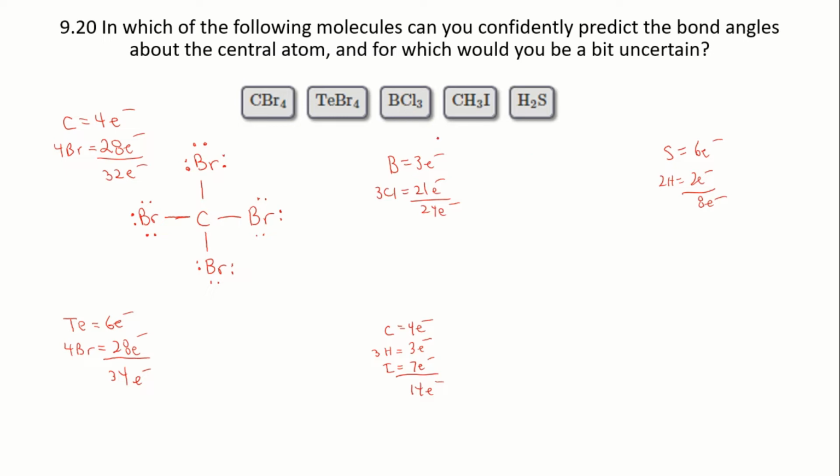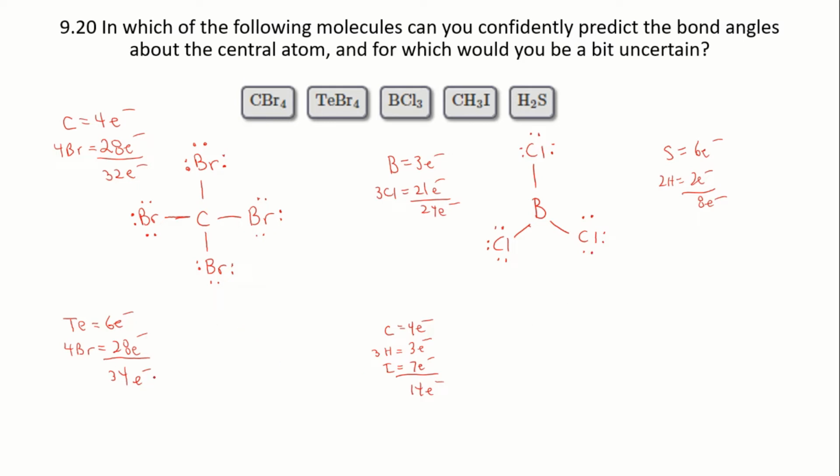Look at the boron trichloride next. Boron, the 3 chlorines, and then that's 6 electrons, and then filling the octets of chlorine would assign 18 electrons. 6 times 3 is 18, plus the 6 electrons from the bond. That would give us 24 electrons, and we've assigned everything here.